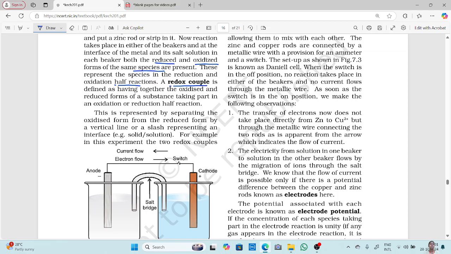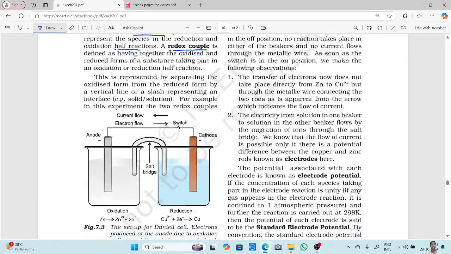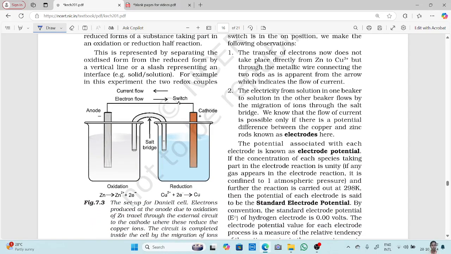So a redox couple is defined as having together the oxidized and reduced form of a substance taking part in an oxidation and reduction half reaction. So here a redox couple is formed, which means you have an oxidation half reaction and a reduction half reaction. This is represented by separating the oxidized form from the reduced form by a vertical line or a slash representing an interface. Here you will show a reduction half reaction, here an oxidation half reaction, and you will separate them by a slash.